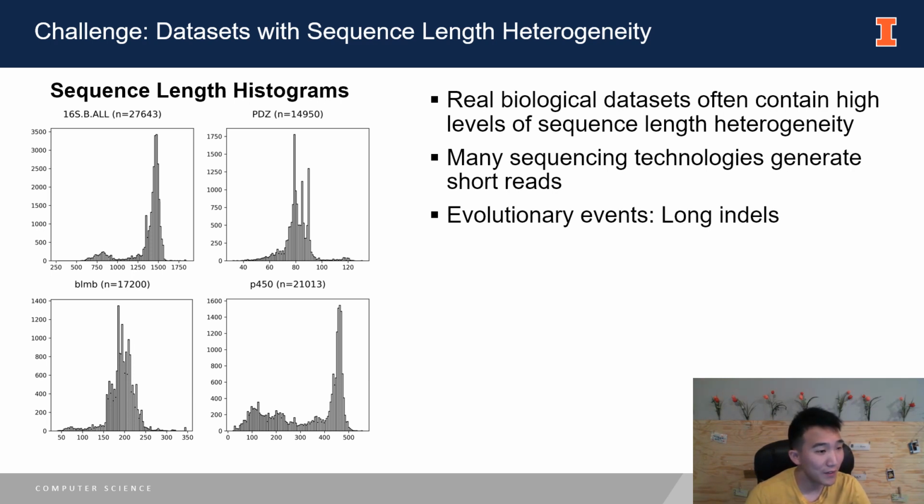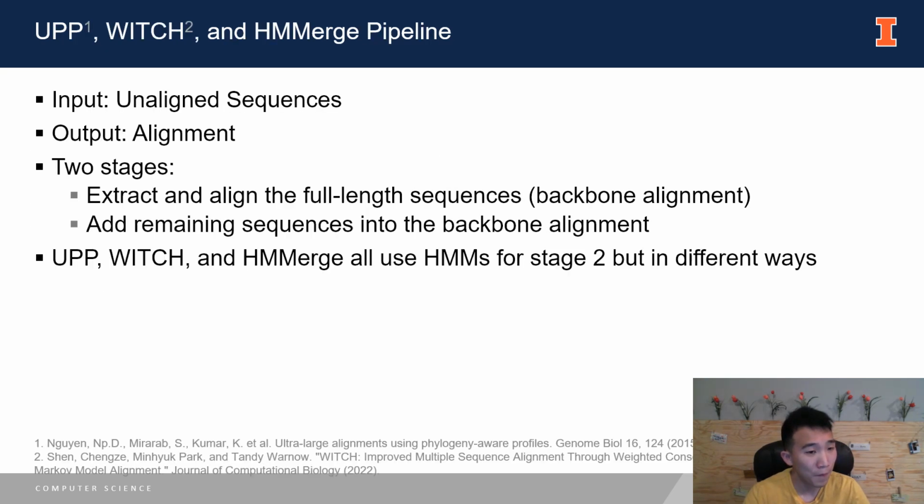This happens because of evolutionary events such as long insertions and deletions, and also due to modern sequencing technologies that tend to generate many short reads that then have to be aligned to longer sequences. Up and Which are both similar methods to HMMerge, and all three of these methods solve the same problem of aligning fragmentary sequences to full-length sequences.